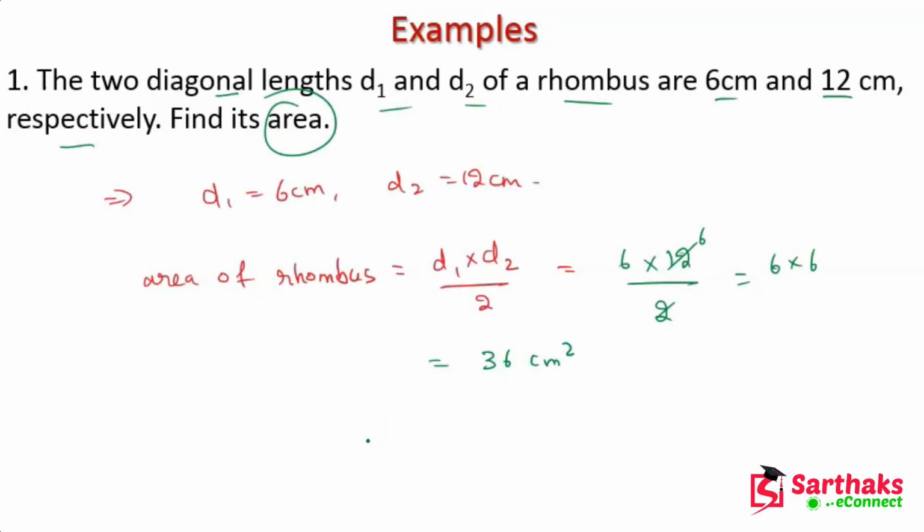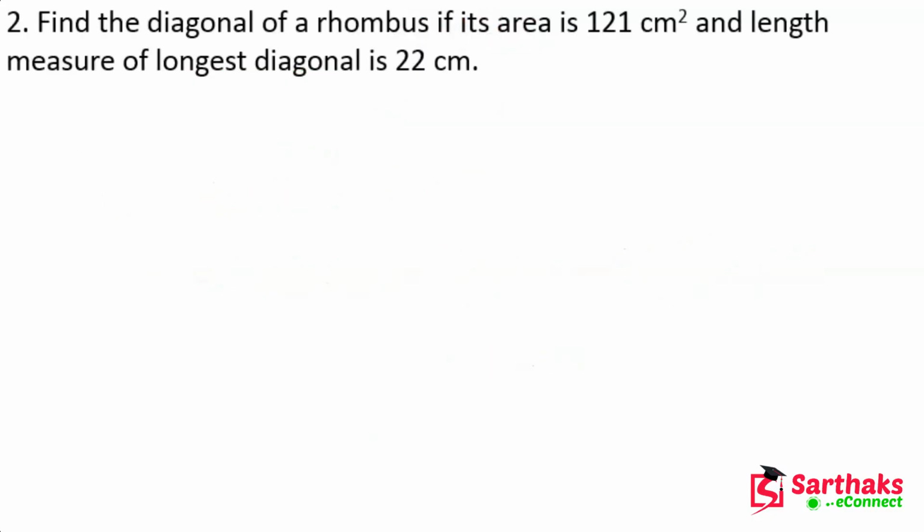Understand, my dear friends? Yes. Now let's move on. Here is the next problem. Find the diagonal of a rhombus if its area is 121 centimeter square and the length of the longest diagonal is 22 centimeter. We have to find the other diagonal of the rhombus.